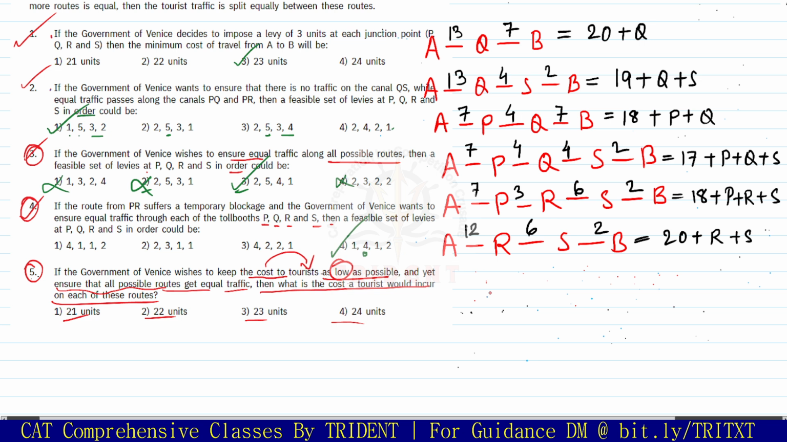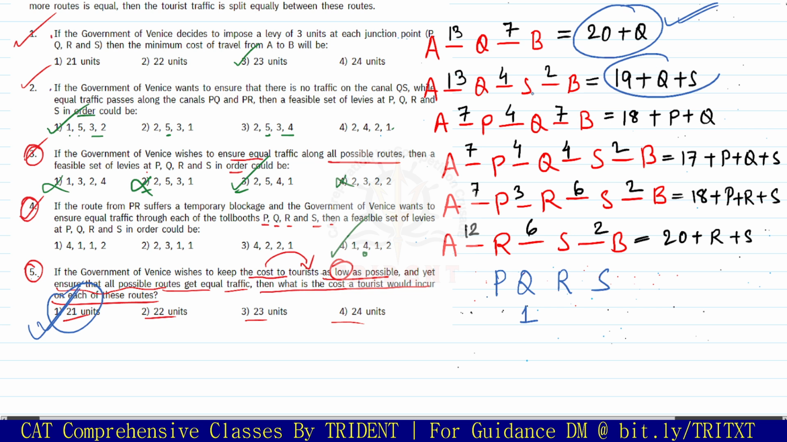Let's do one thing. If I take the toll booth levies as P, Q, R, S and I start with the first one and say that I just want to keep it at the lowest, 21 rupees only, that means the first one is satisfied with that logic. Let's say I just charge a levy of rupees 1 and that is fine. Let's check if this is true for this route also, AQSB. So 19 plus Q plus S, Q is already 1, let's give S also 1 rupee, so 19, 20, 21. So this is also satisfied.